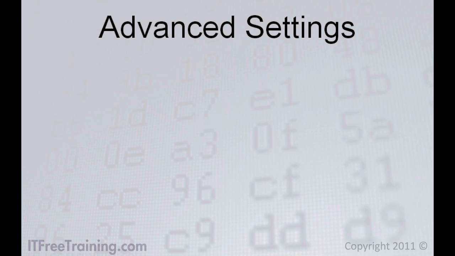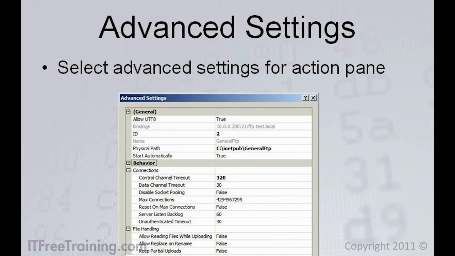If you want to fine-tune your FTP settings, you can set some of the advanced settings. These are available by selecting Advanced in the action pane. These settings let you fine-tune the maximum number of connections as well as channel timeouts. If you do not want your FTP server to start automatically when Windows starts, you can change the default startup behavior here. Most of the settings in here you will never need to change. The default options will work fine.